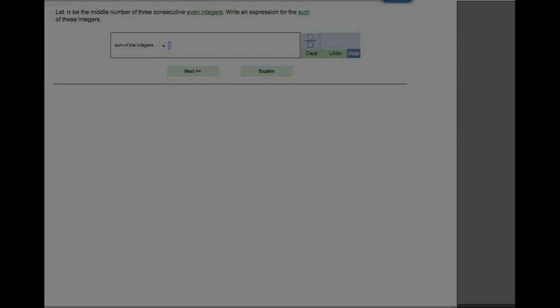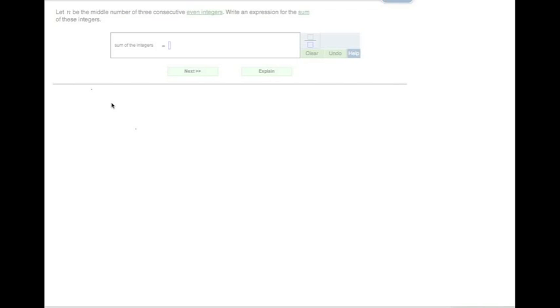Okay, let's do another one. Let n be the middle number of 3 consecutive even integers. Write an expression for the sum of these integers. Okay, so consecutive means in a row. So 3 consecutive even integers means 3 even numbers in a row. Okay, so for example, 20, 22, and 24. So that's 3 consecutive even integers.